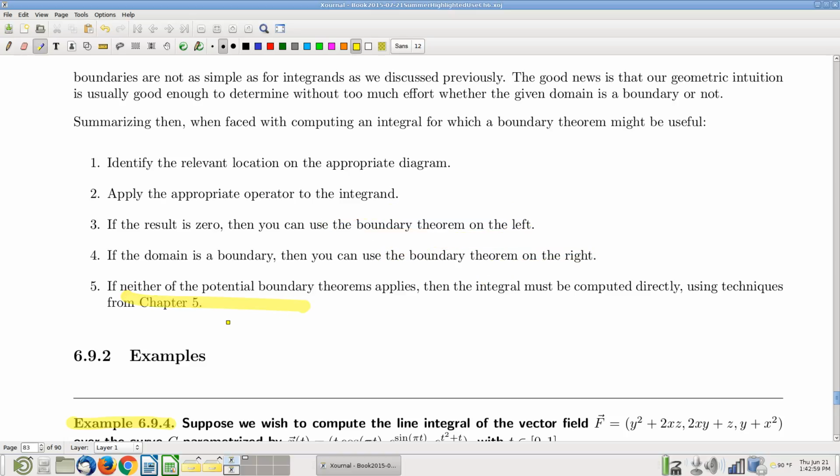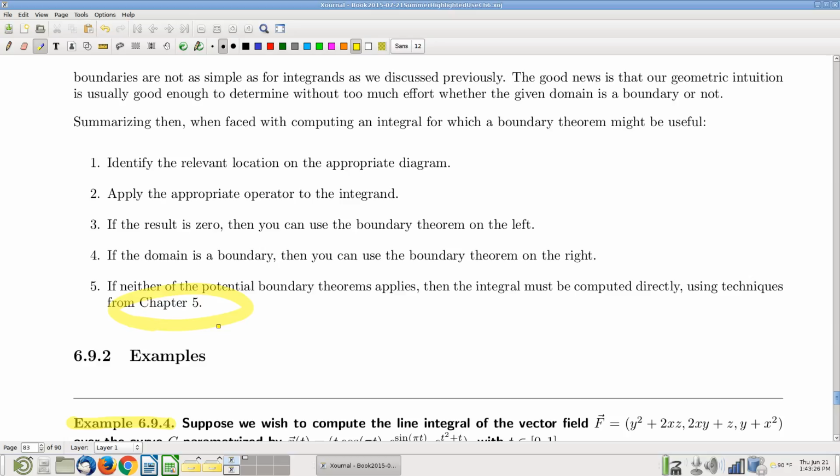If neither one of them applies, so the curve is not a boundary and the vector field is not a gradient, well, then you've got yourself a chapter 5 problem. And that's okay. Sometimes you have to parameterize and plug and chug. But you'll know you're doing the right thing by having gone through this process and checked that neither of those boundary theorems applies.